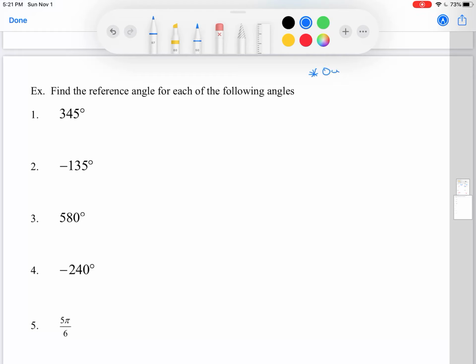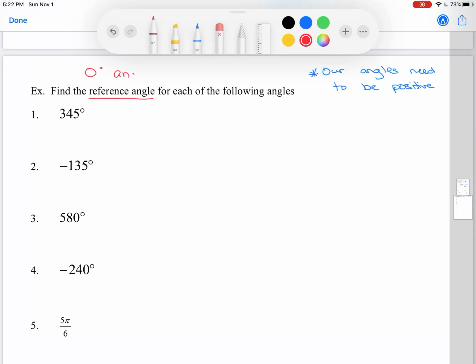Page 2, we're going to solve and figure out some reference angles based off of what we're given. All right. So it says find the reference angle for each of the following angles. Well, before we get started, we need to remember that our initial angles need to be positive. That's one rule. I can't find the reference unless I'm talking about positive angles to begin with.